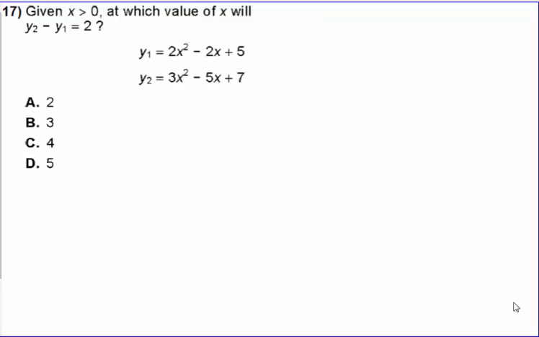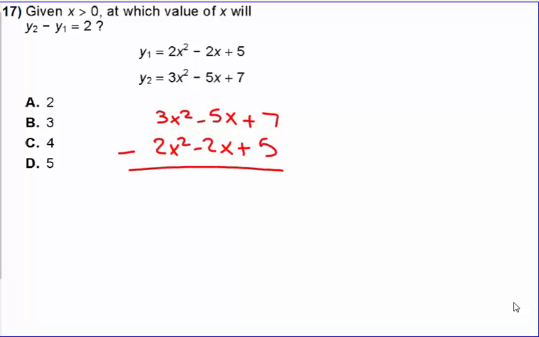Okay, with this problem, they want to know when y2 − y1 = 2. So we want to subtract the second equation from the first equation, and then we'll set it equal to 2. So we do that, we end up with x² − 3x + 2. So now we've got to set it equal to 2, and we can go ahead and solve it.